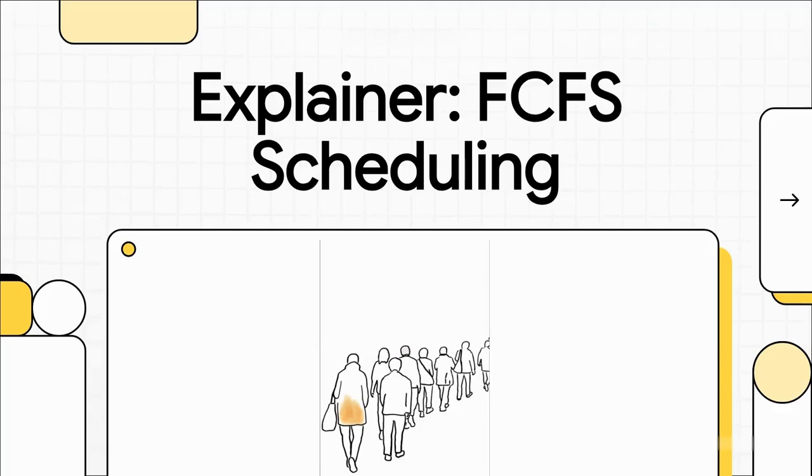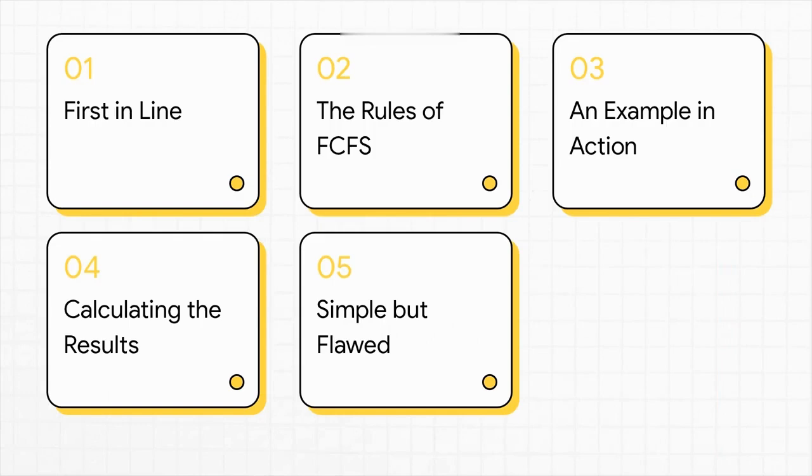Ever wonder how your computer can handle browsing the web, playing music, and running a dozen background apps all at once? Well, it all comes down to something called CPU scheduling. And today, we're going to start with the simplest, most fundamental method of them all. First come, first serve.